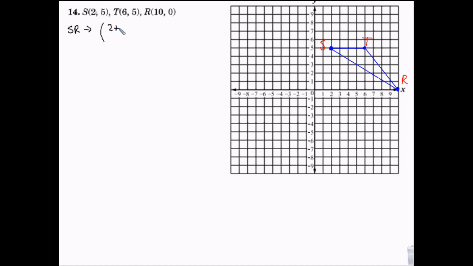So I have 2 plus 10 divided by 2, and 5 plus 0 divided by 2, which gives me 12 over 2 and 5 over 2, which gives me 6 and 2.5, which is probably not going to give me a good thing. So I've got 6, and then I have 2.5. Oh, hey, check it out. It works. I didn't think it was when I got that 2.5, but it did.